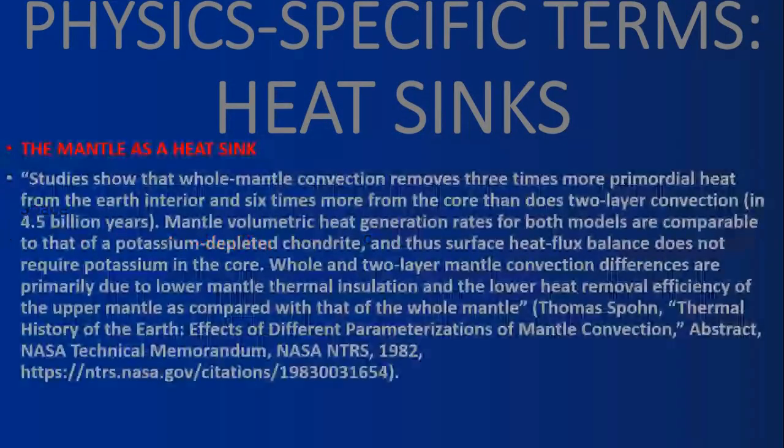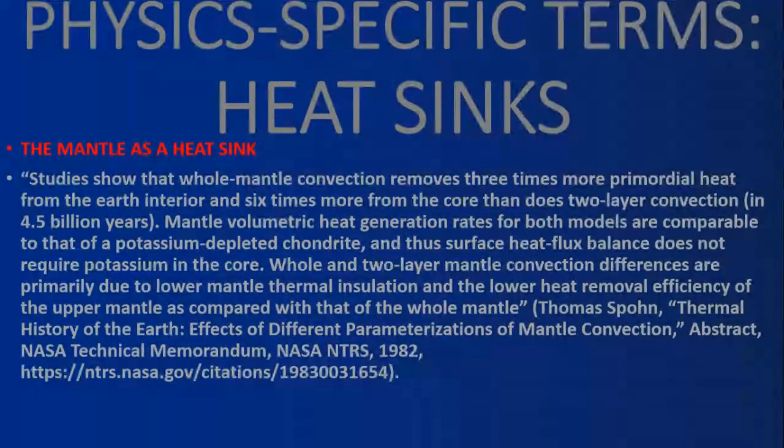Now, here's a quote on the mantle as a heat sink. Studies show that the whole mantle convection removes 3 times more primordial heat from the Earth's interior and 6 times more from the core than does two-layer convection in 4.5 billion years. That's the secular timescale. Mantle volumetric heat generation rates for both models are comparable to that of potassium-depleted chalkite, and thus surface heat flux balance does not require potassium in the core.